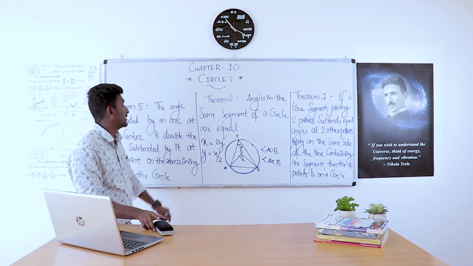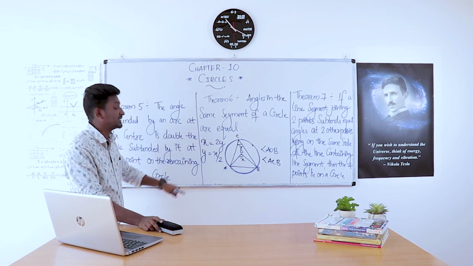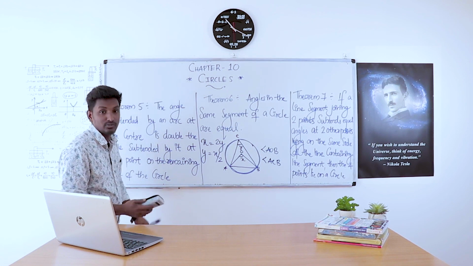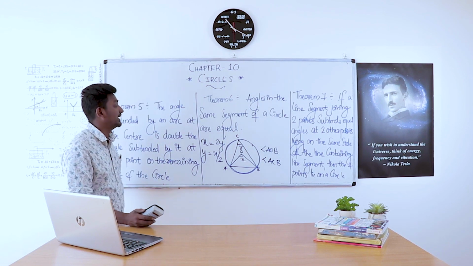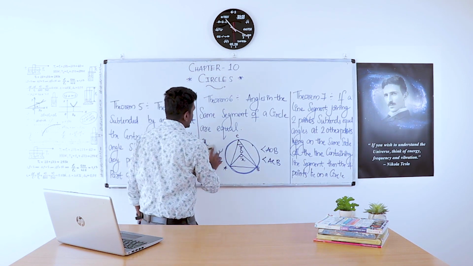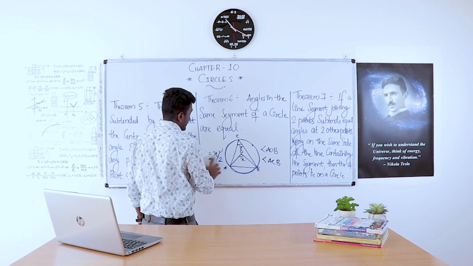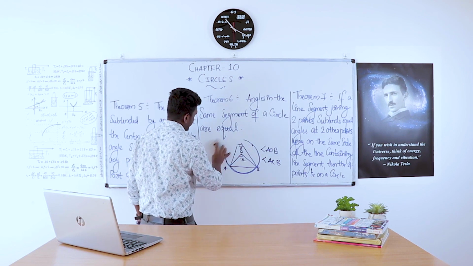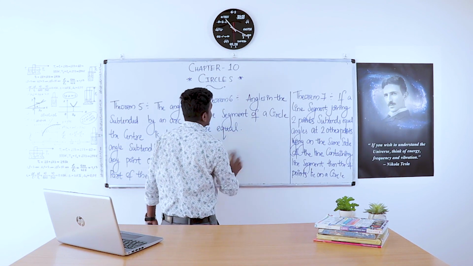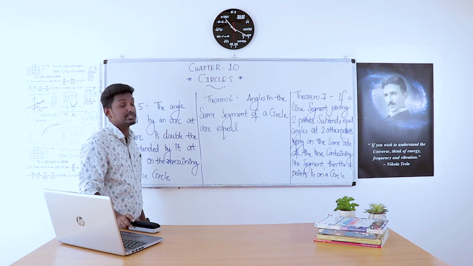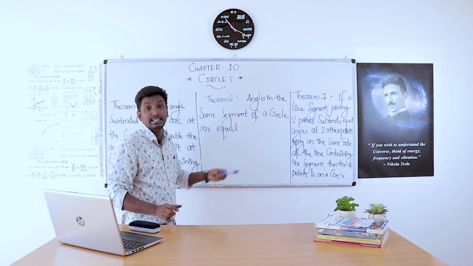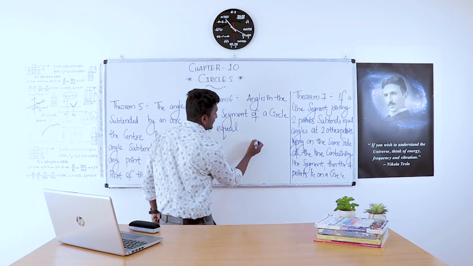The angle subtended by a chord at the center of the circle is double the angle subtended by it at any point on the remaining part of the circle. This is theorem number 5. Now theorem number 6 says that angles in the same segment of a circle are equal.